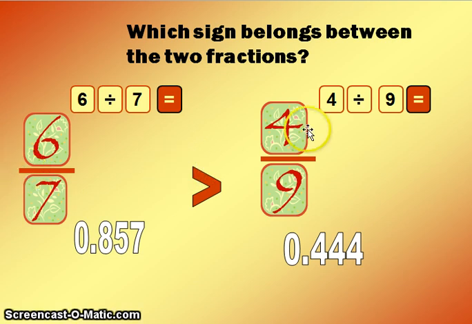6 over 7 compared to 4 over 9. All we did was say 6 divided by 7 equals 0.857, and 4 over 9 equals 0.444. So we know that this number is bigger than this number because 0.8 is bigger than 0.4. So we can throw the greater than sign in there.